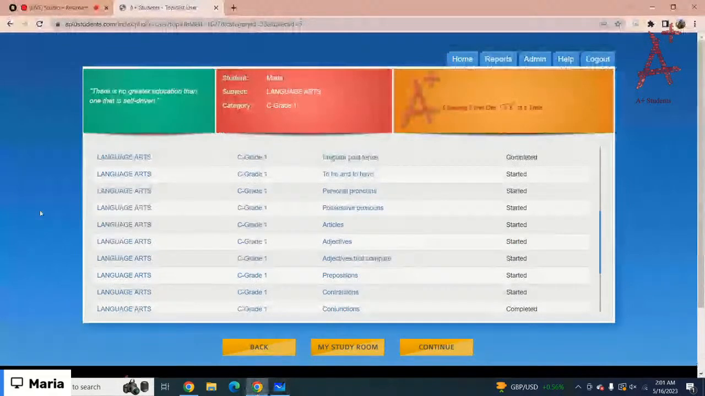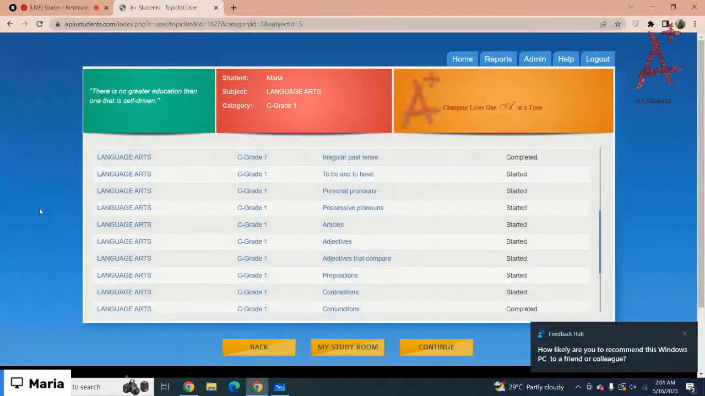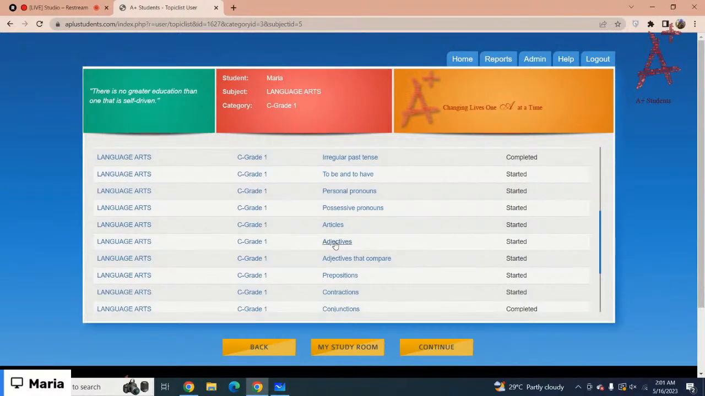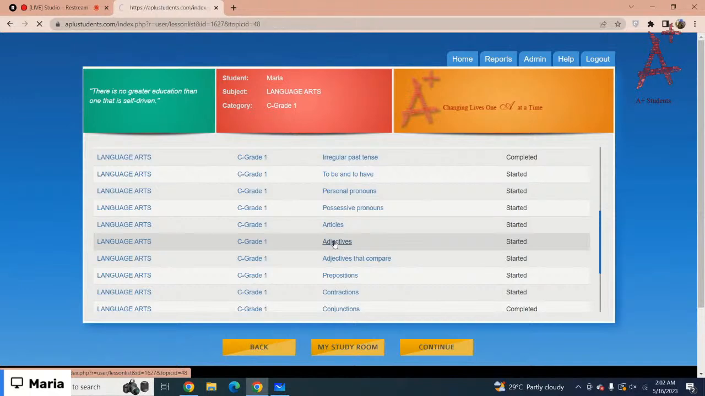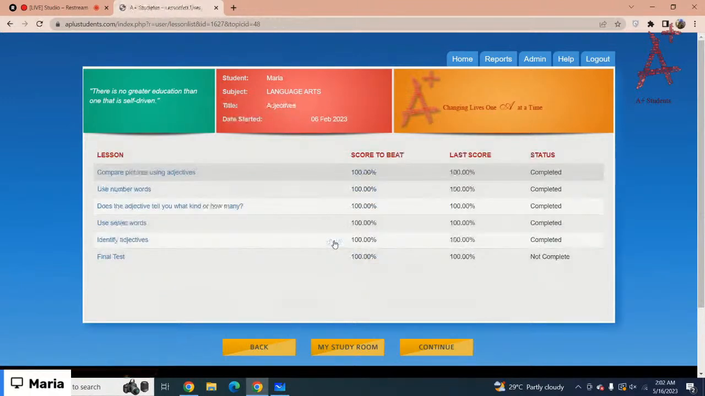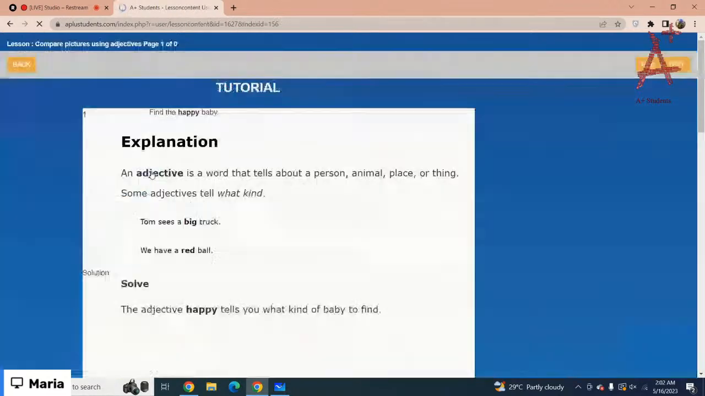Here I am on grade 1 language arts. The lesson we're going to start with is adjectives. Here is the chapter adjectives. Okay, let's just start with the first lesson: compare pictures using adjectives. So we're going to compare pictures using the adjective. First, we're going to learn what are the adjectives.